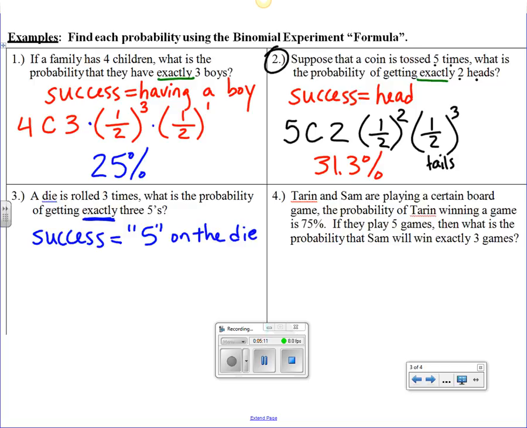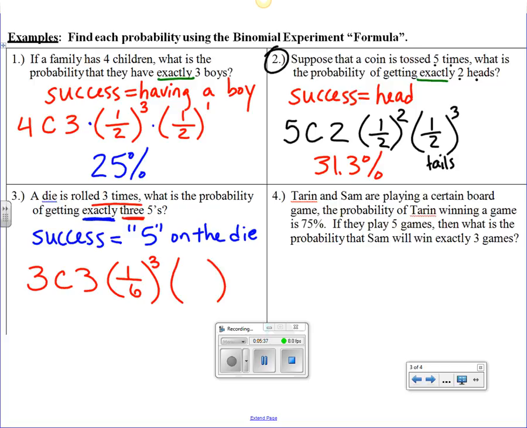Okay. All right, so how many times are we rolling a die? Well, we're rolling it 3 times, but we also want to get 3 5s. So this one's 3C3. What is the probability of getting a 5 on a die? 1 out of 6, because there's one side that has a 5 on it. And how many 5s do we want to get? 3. Now, be careful here.